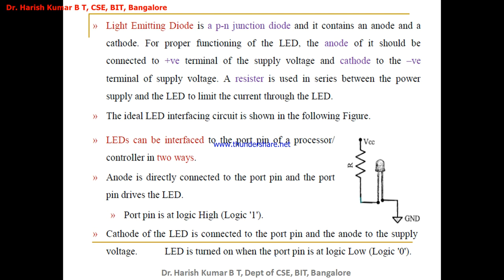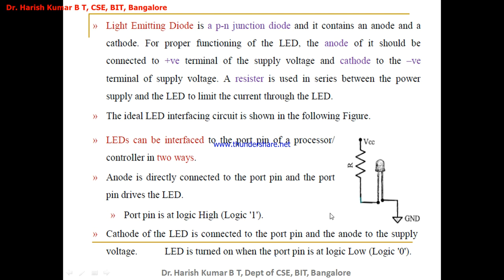And similarly, if the anode of the LED is connected directly to the port pin, then if the port pin is high, the LED glows. If the port pin is low, the LED goes off. So if the cathode is connected to the port pin, if the port pin is low, then the LED glows. If the port pin is 0, then the LED glows, and if the port pin is 1, then the LED goes off. This is with respect to the cathode directly connected to the port pin.